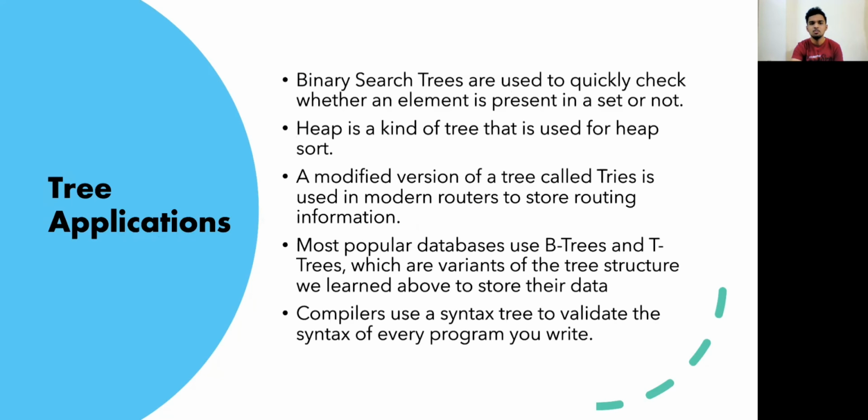Now let us see the applications of a tree. Binary search trees are used to quickly check whether an element is present in a set or not. Heap is a kind of tree that is used for heap sort. A modified version of a tree is called a trie. This is used in modern routers to store routing information.